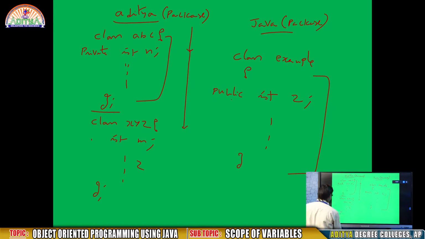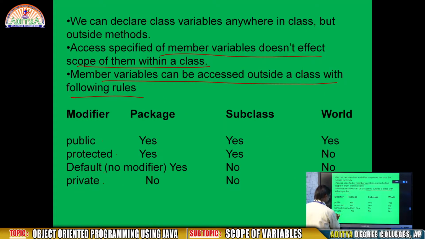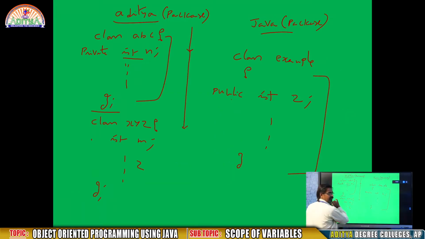Now see here, private. The private item in the package, not available. No, because I told you here n is private. Private means within the class it is accessible. If I want to use n here, it won't allow because both are available in the same package. Both classes are available in the same package, even that won't allow.